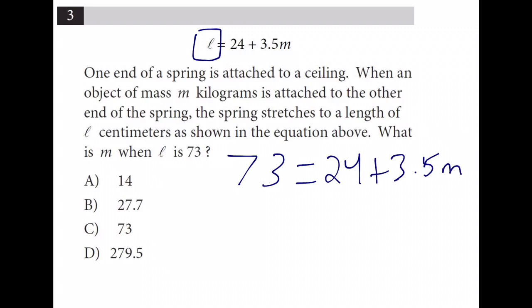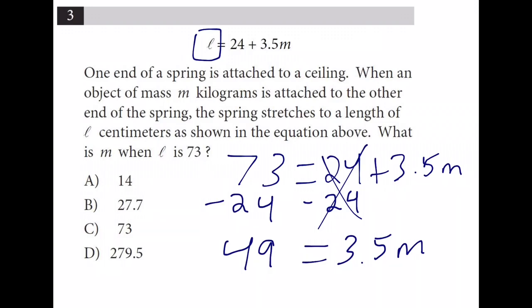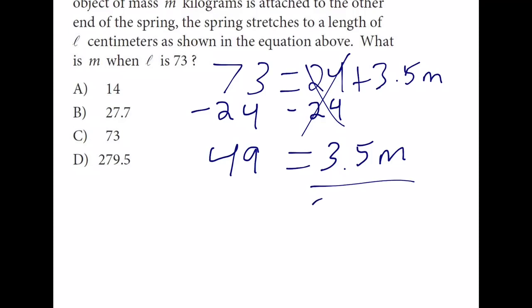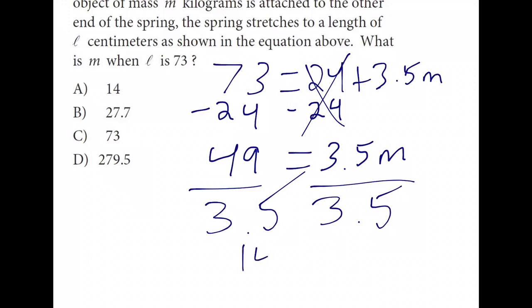We want to get m by itself. We follow the order of operations in reverse. So we're going to subtract 24 from both sides. Over here it cancels out. We're left with 49 is equal to 3.5m. If I divide both sides by 3.5, that's where I get 14 is equal to m.